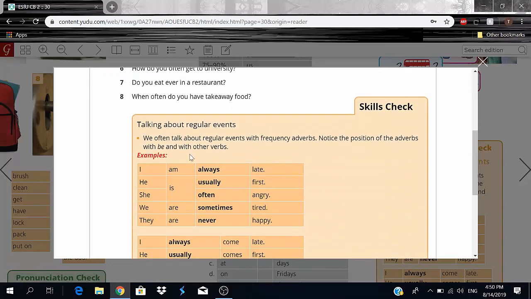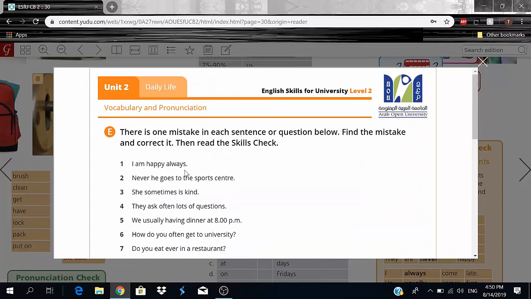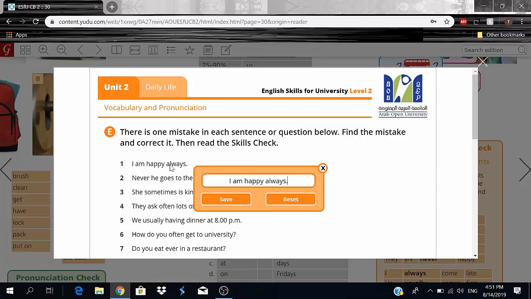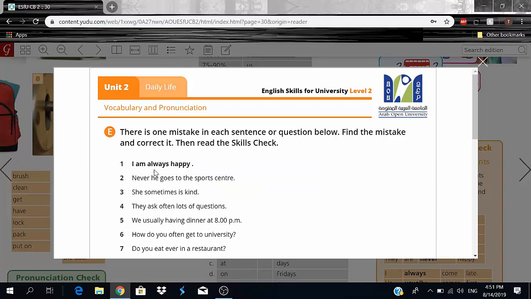Here we have, I am happy always. And you can check, it's wrong. We're going to use the frequency adverb in the middle. So can I change this? Okay, I can. We're going to take this out. I am always, it'll go in the middle here. I am always happy. Save. I am always happy.